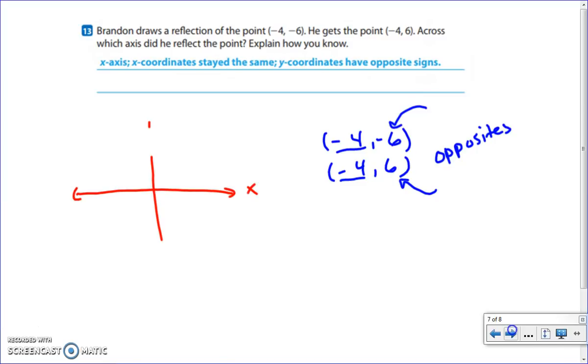So there's x and there's y. Positive and negative. Oh, positive, negative, negative. -4, -6 would be back 4 and down 6. So down here somewhere. And then 4, 6 would be back 4 and up 6. Right there somewhere. So you can see that if I folded it along the x-axis, that's where those points would line up. So that's the axis that they're reflecting across.